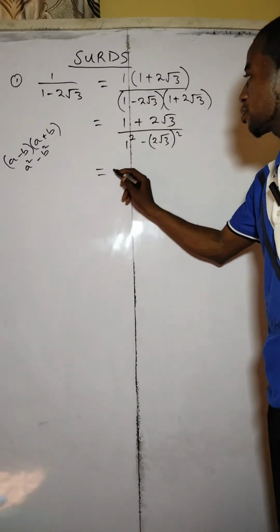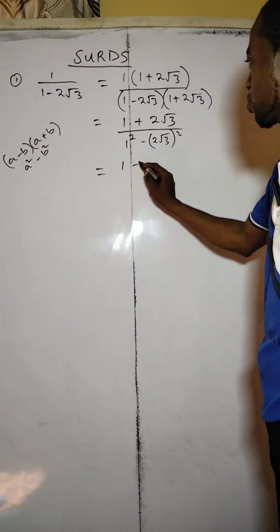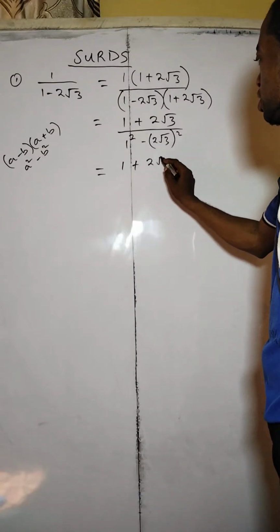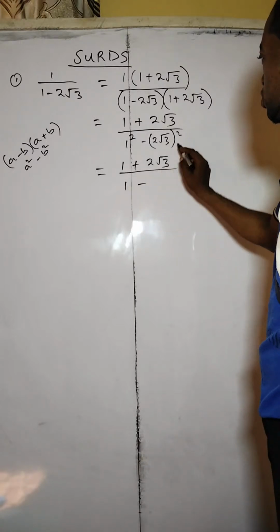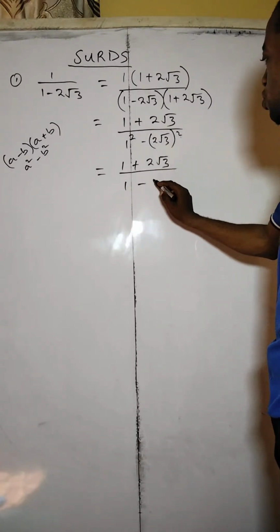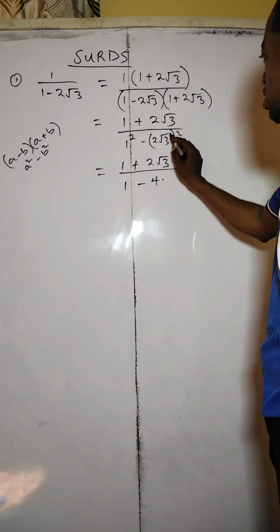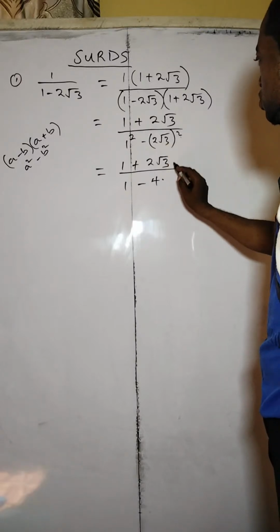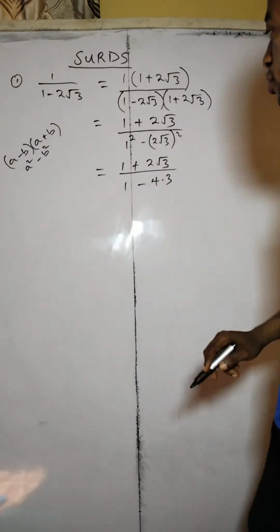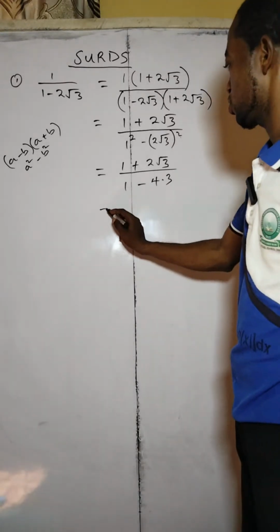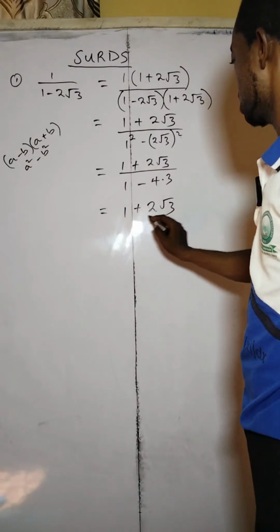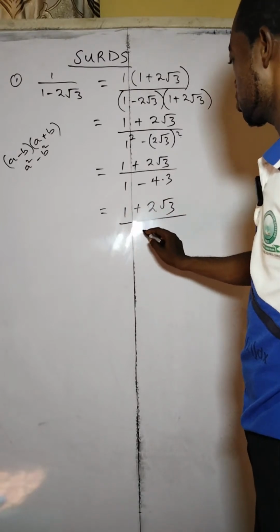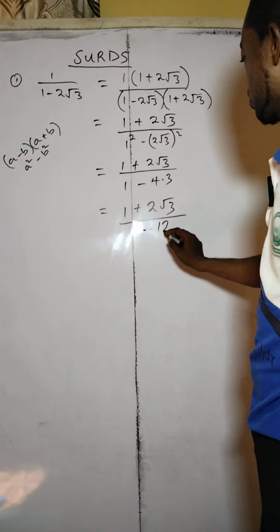So here, what we have up is still the same thing as 1 plus 2 root 3, then divided by 1 square is still 1, then minus. This square will affect 2. 2 square, that's 4, then times. It will affect root 3. Root 3 square, that's 3. And from here, we have 1 plus 2 root 3, then over 1 minus 4 times 3, that's 12.